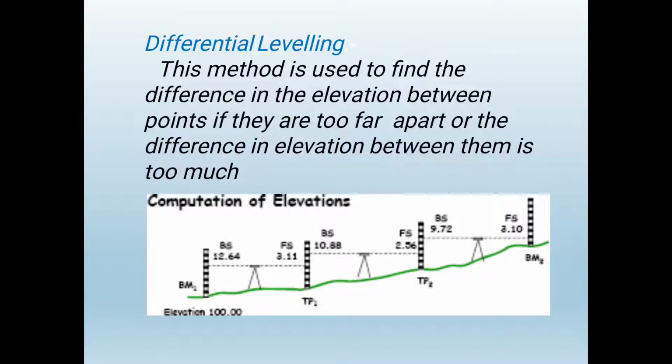Differential leveling. Differential leveling is adopted when the points are a great distance apart, the difference of elevation between the points is large, or there are obstacles between the points. This method is also known as compound leveling or continuous leveling. In this method, the level is set up at several suitable positions and staff readings are taken at all these points.